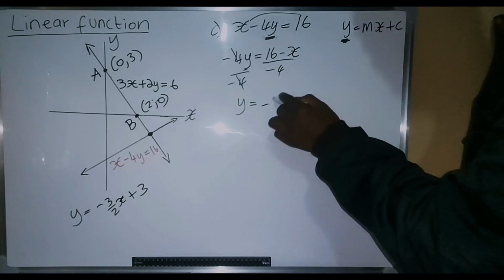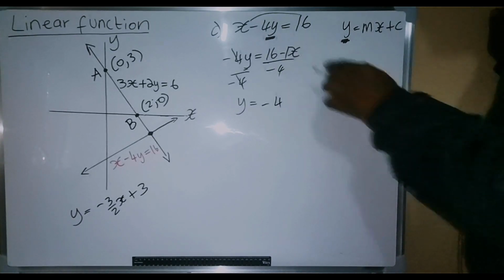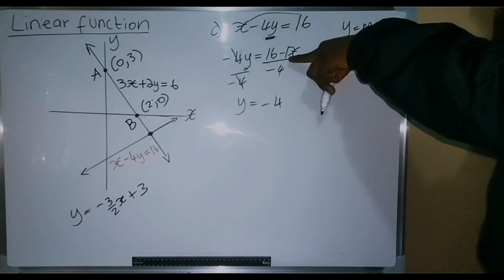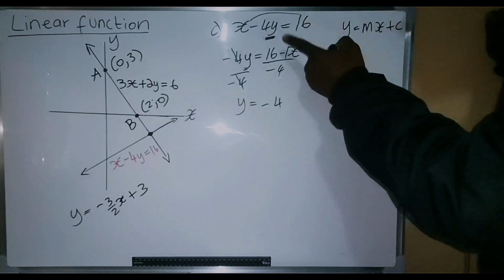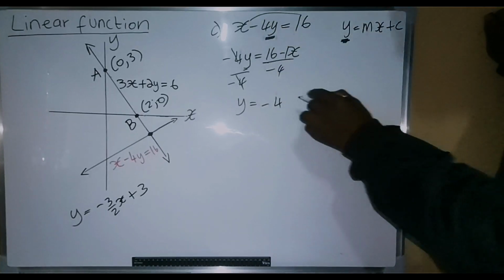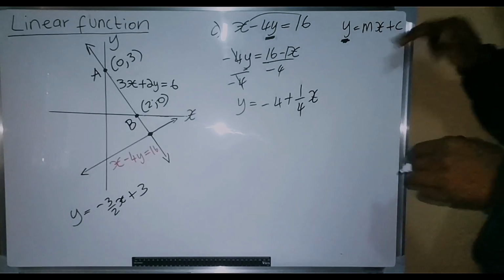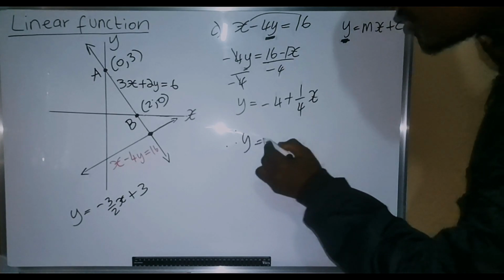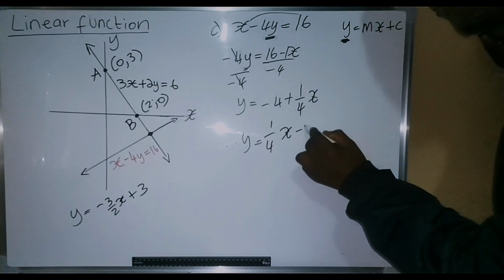Negative 4. Now, I get an invisible 1 plus x. Negative 1 divided by negative 4. Negative divided by negative is positive, so positive 1 over 4x. Therefore, y is equal to 1 over 4 x minus 4.